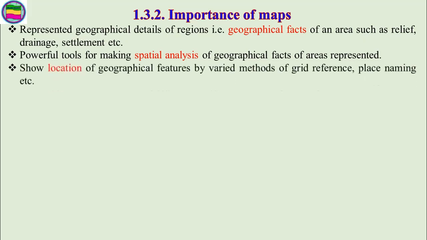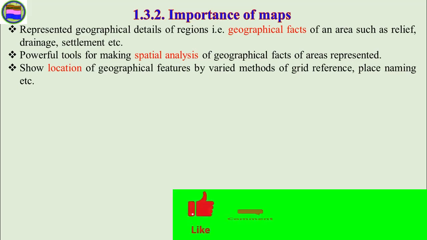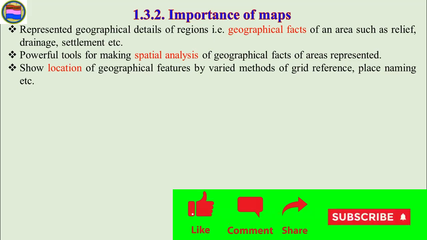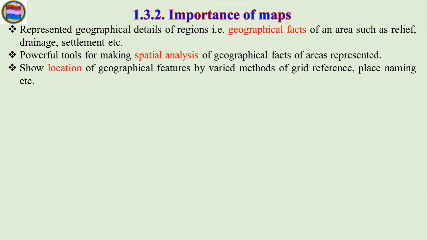And the other one is that it shows the location of geographical features by varying methods of grid reference, place names, and so on. We know that in the previous periods we saw how to express location, meaning that location can be expressed as relative location and absolute location. Absolute location, or astronomical or mathematical location, tells about the exact location of a feature by reading the national and international grid reference systems.